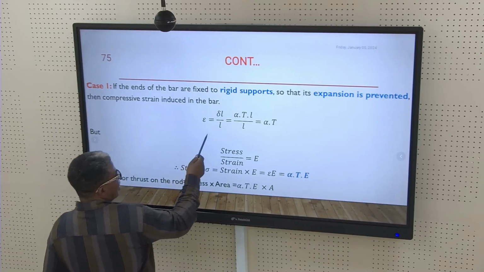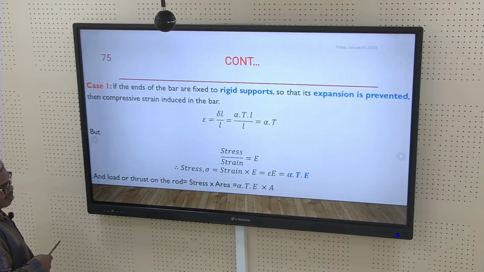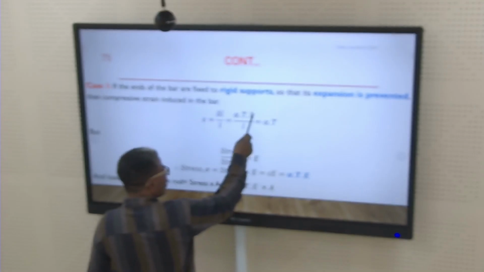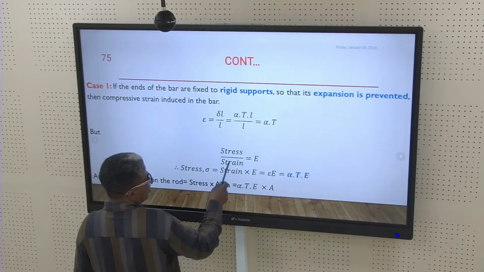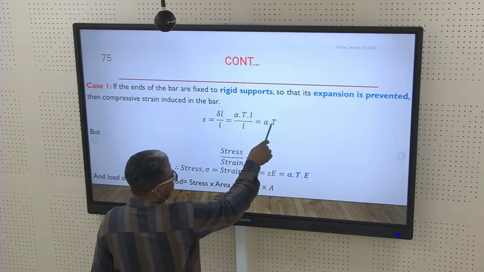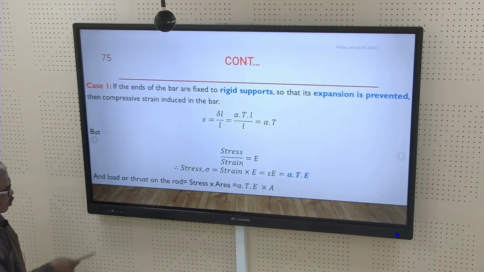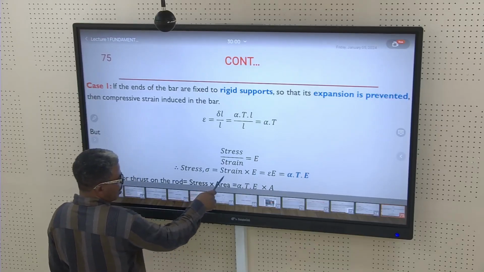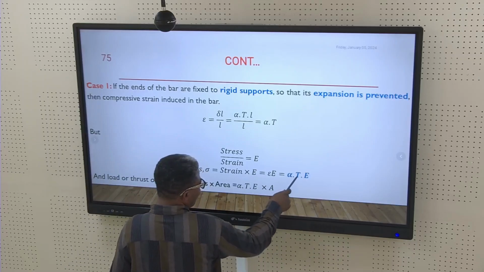Strain, that means the change of length over original length, is equal to strain. You remember here is the formula for extension or change in length: original length times alpha, the coefficient, times change in temperature. Mind you, it was the original length here over original length. So they have reduced the original length over original length, and the remaining alpha times change in temperature, you come up to strain. So stress over strain is equal to Young modulus. Stress sigma is strain times Young modulus, which is alpha times change in temperature times Young modulus.